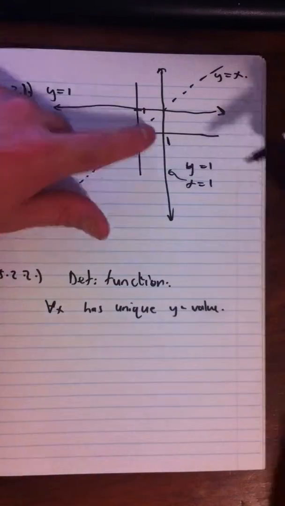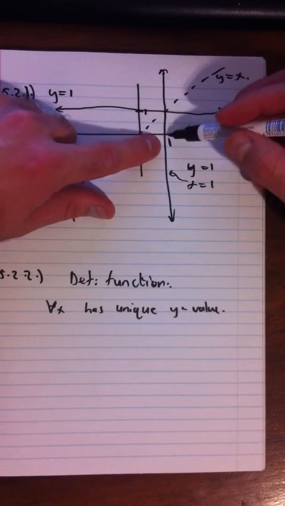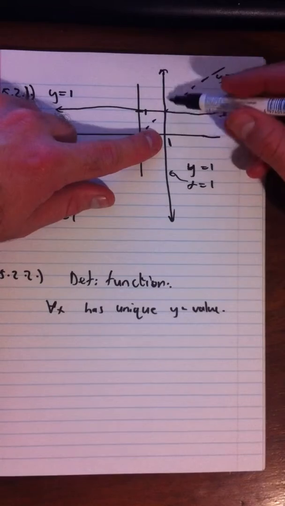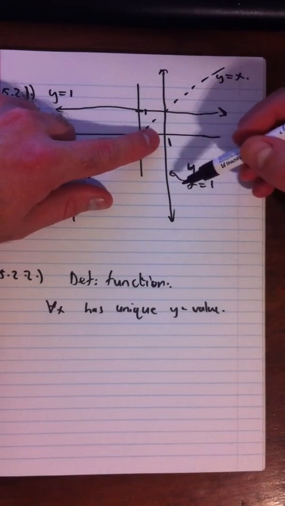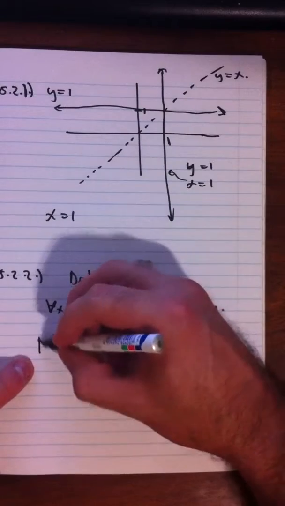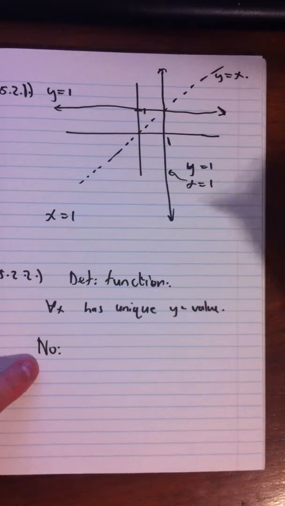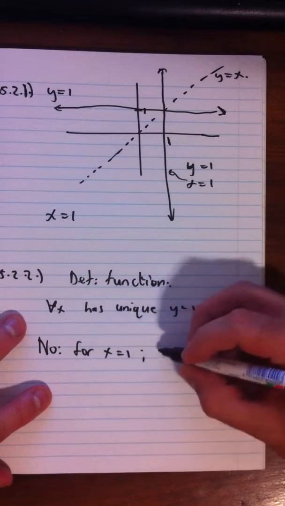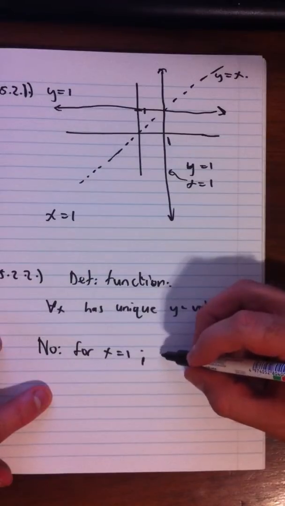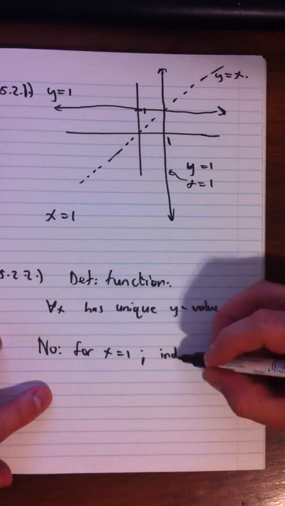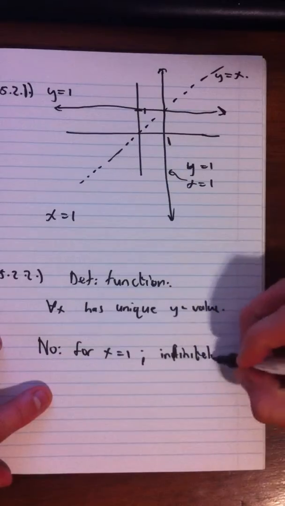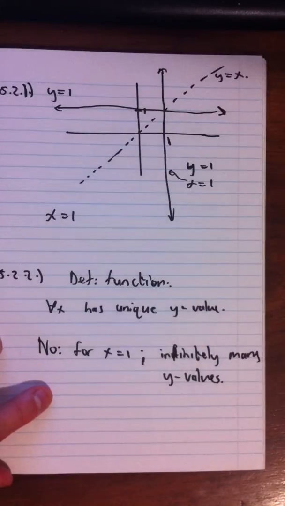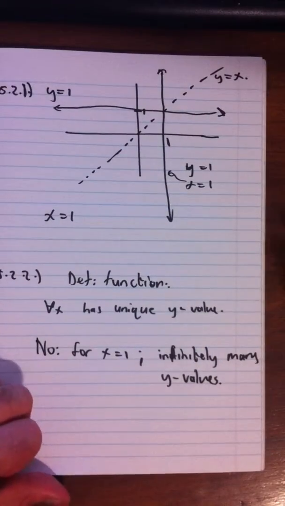Let's see in this case. In this case we have an x value of 1, for instance. Is there only one specific y value for it? No. It has lots of different y values, infinitely many different y values. So no, it is not a function. Why? We can give an example. For x equals 1, any y value, or infinitely many outputs or many y values. That's it. Okay, that's it for question 5.